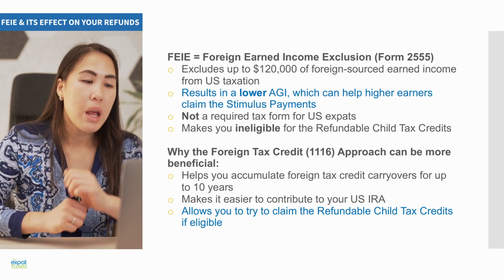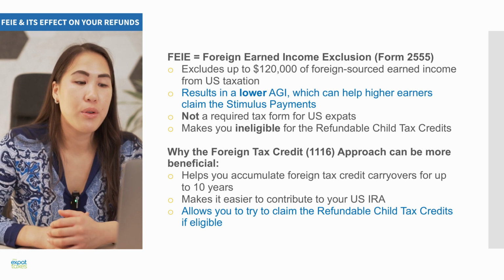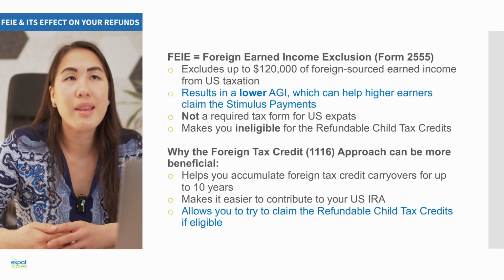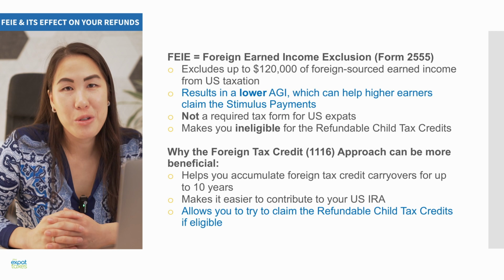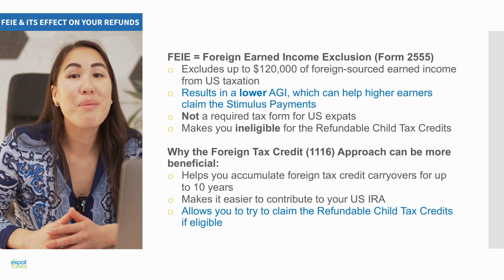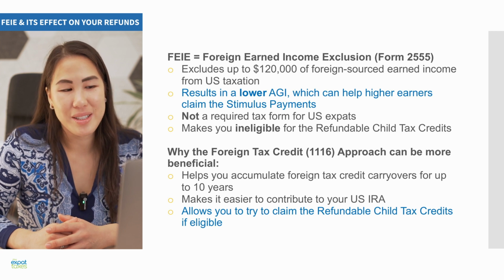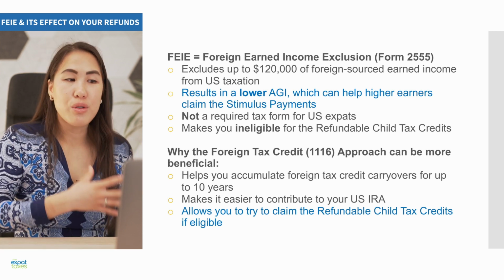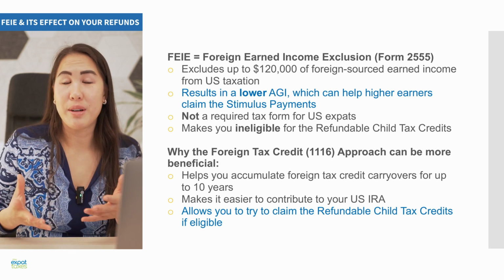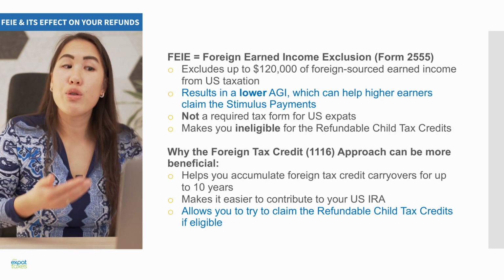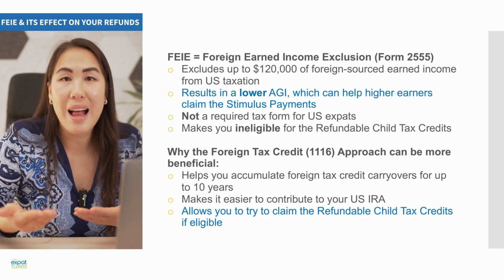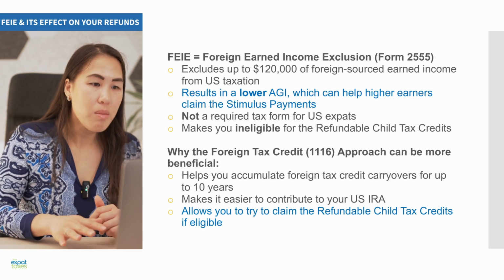Let's reel back. Foreign tax credit's also great if you're looking to contribute to your US IRA because it gives you taxable compensation. Just keep in mind that there's other limitations to contributing to an IRA, so be aware. Most importantly, for the purposes of this webinar, it makes you eligible for the refundable child tax credit. So again, if you use the foreign tax credit approach, you might still be able to offset your US tax liability to zero, but you get a refund. If you use foreign earned income exclusion and it offsets your tax liability to zero, that's great, but then you're ineligible for the refund.